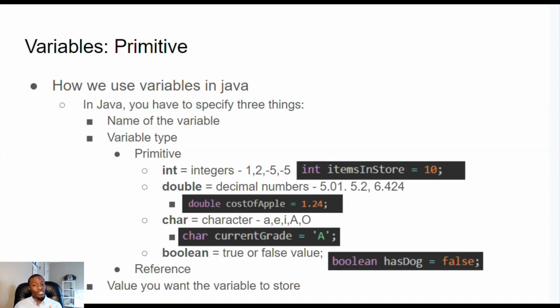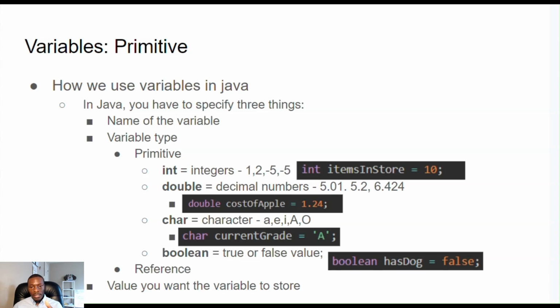Remember, we're using Java, so we have to figure out how Java wants us to do it. There are three things that we have to provide. We have to provide the variable type, we have to provide the name of the variable, and we also have to provide the value that we want to store in the variable.